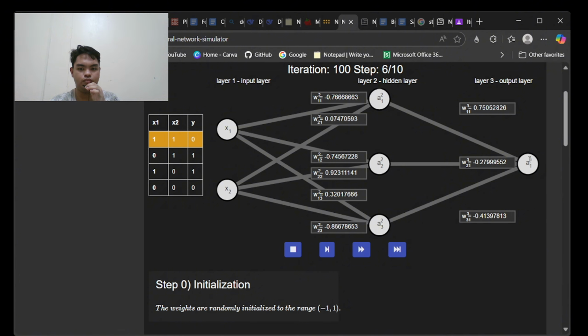Here, look at our final test result. You can see how close the neuron outputs are to the target values, which are here on the table. If input 0 and input 0, the target is 0. If input 0 and input 1, the target is 1. If input 1 and input 0, the target is 1. And if input 1 and input 1, the target is 0.